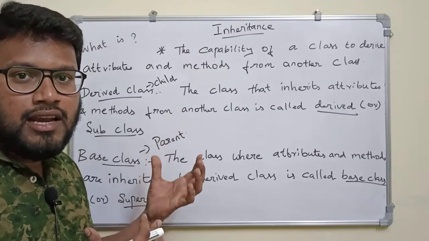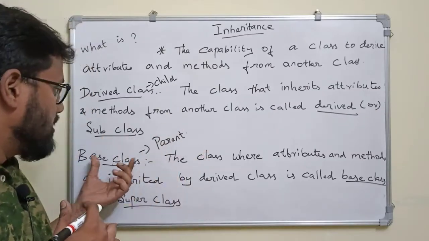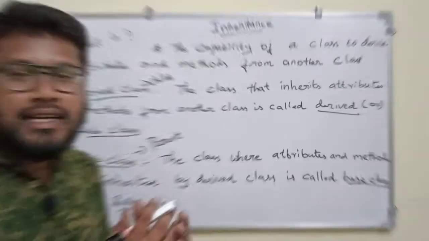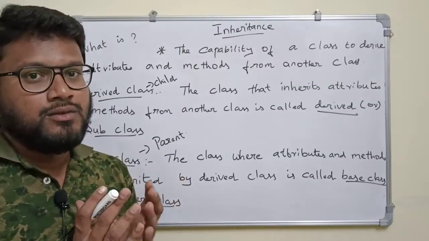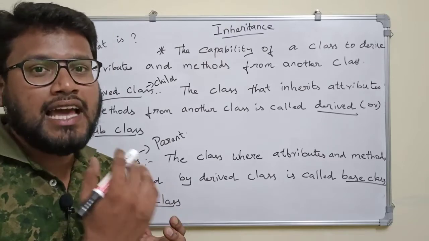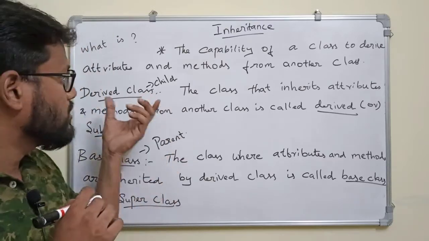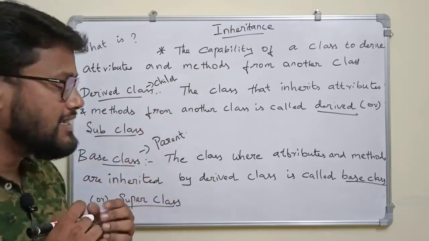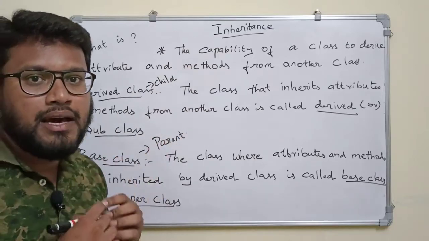We are the derived class, so our parents are the base class. Parents have some characters, so we also have those characters. So the derived class is also called the child class, and the base class is also called the parent class.